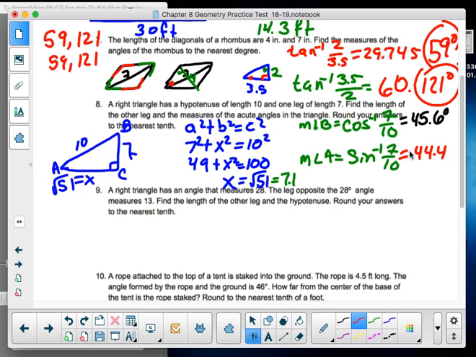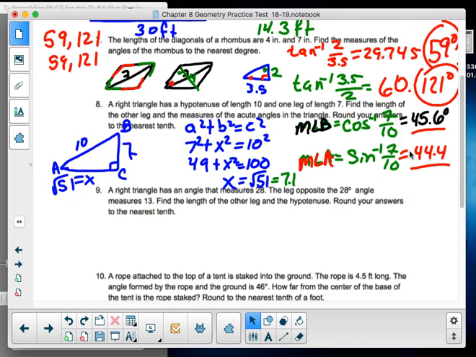And those two will add up to 90 degrees, and we have it done. So those are my angles. Two values. This is my measure of angle A, and this is my measure of angle B. And again, this is solving a right triangle.